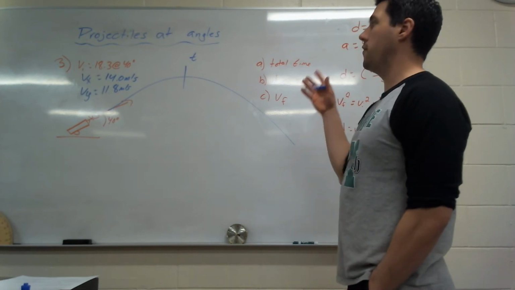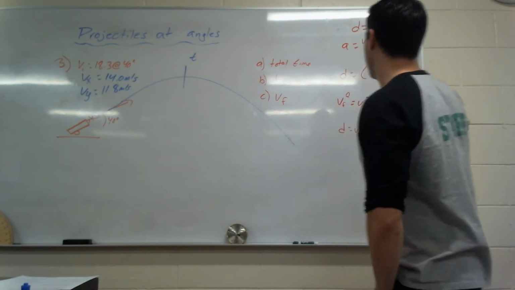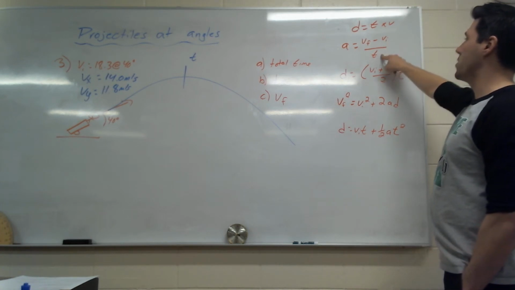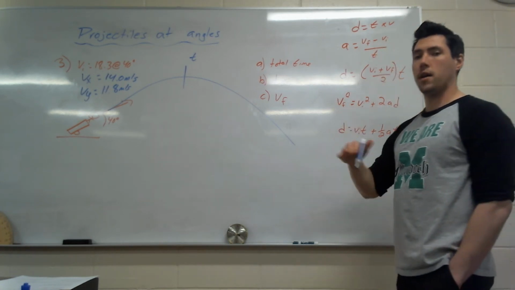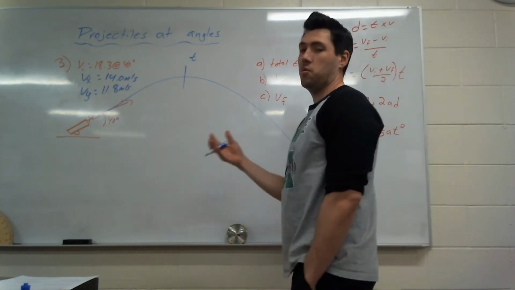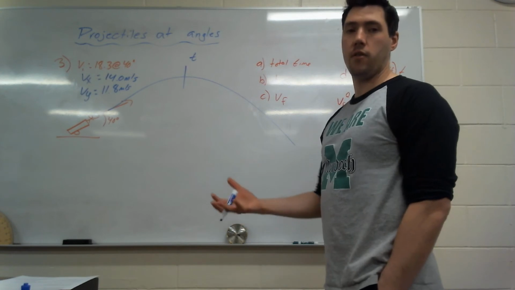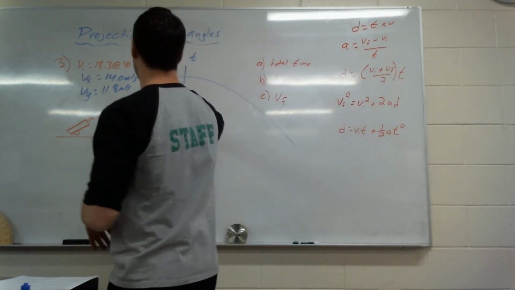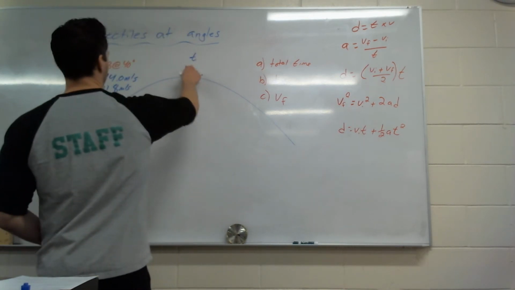The nice easy way to find time, and the formula that I like using, is this one right here: acceleration equals Vf minus Vi over t. As long as we're using just our y components, it always works. So here's what we're doing, because we know acceleration. Acceleration is gravity, which means it's negative 9.8. I want to find time to this point.